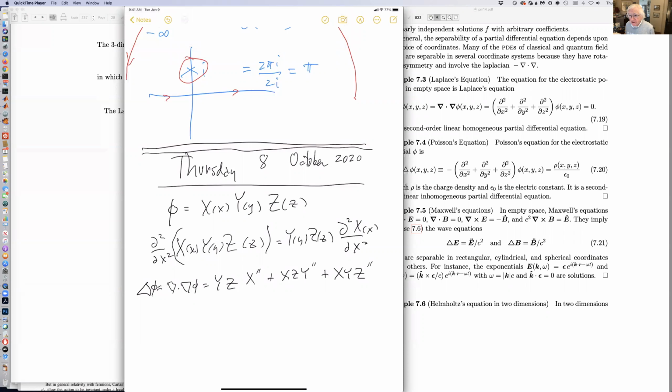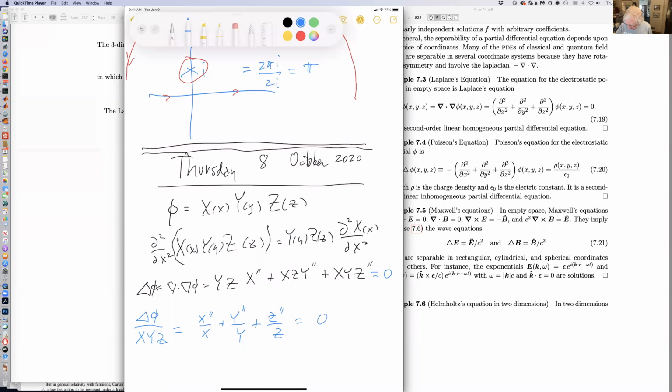So this equation then is that the sum of these three things is equal to 0. And what you do is you divide by XYZ. So you have the Laplacian of phi over XYZ, which is then X double prime over X plus Y double prime over Y plus Z double prime over Z equals 0. Now this is just a function. In fact, maybe if I use colors, I might say this is a function of x.